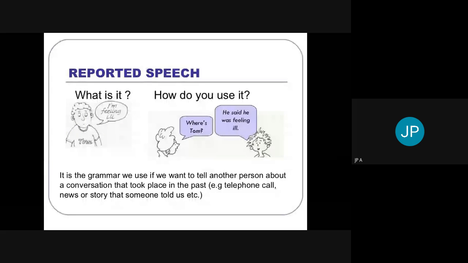So what is meant by reported speech? It is the kind of language, or the grammar, we use if you want to tell another person about a conversation that you had with somebody. When you report a conversation, it is always in the past tense, isn't it? So when a conversation has taken place before you meet somebody, when you want to talk about it to somebody else, that kind of grammar that we use is called reported speech. It can be a telephone call, an interview, news, a story, anything. When we have to tell about the same conversation to somebody else, the kind of language that you use at that point of time is called reported speech or indirect speech.